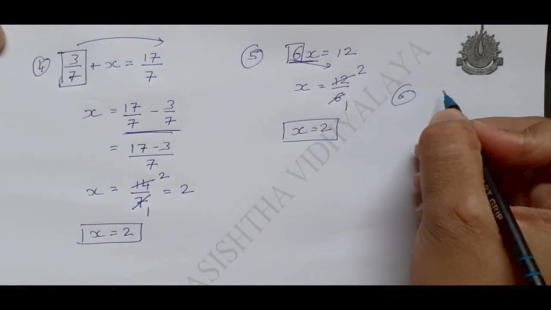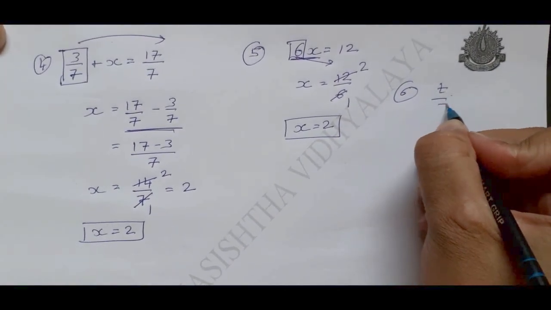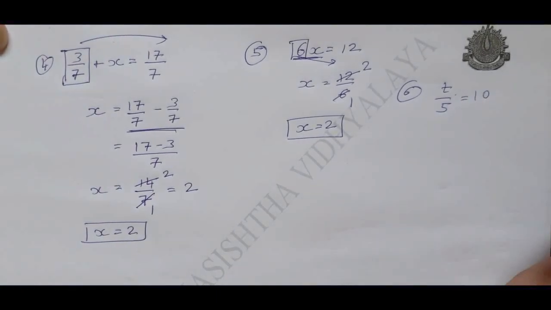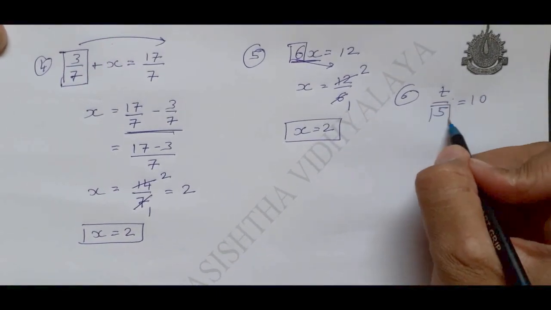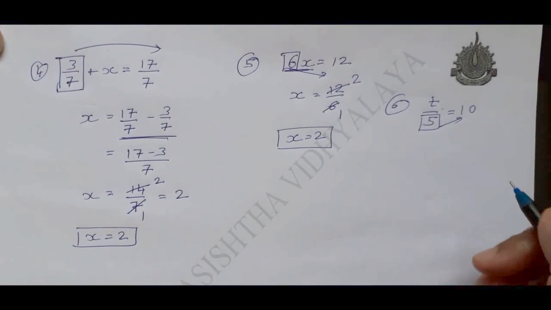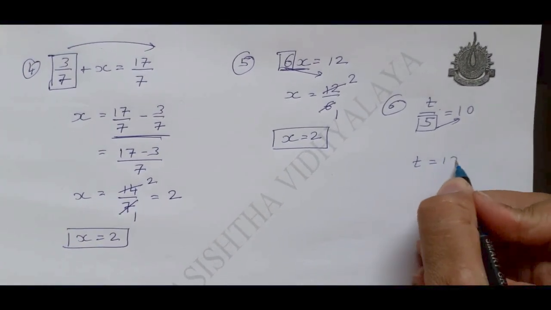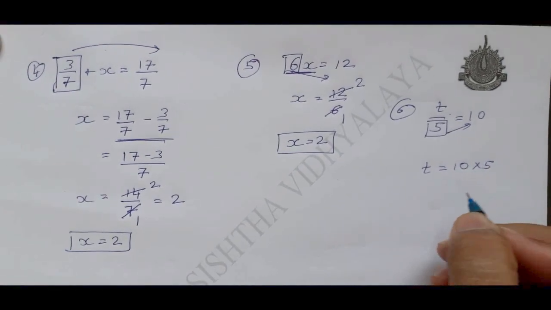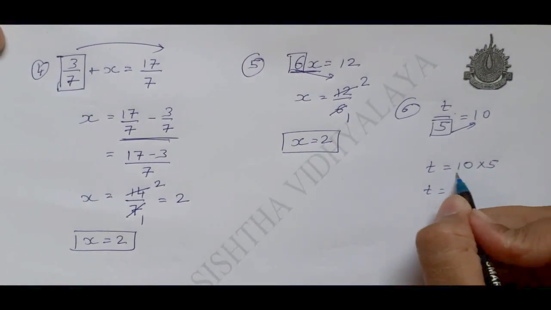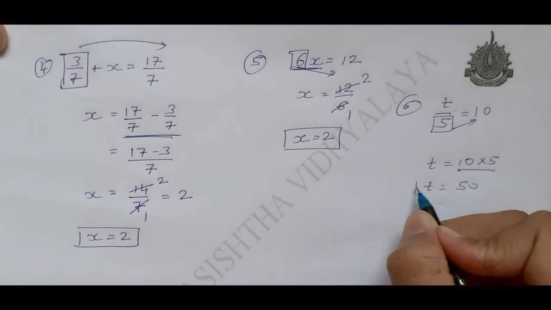Then the sixth one, t by 5 is equal to 10. Here this 5 is in the denominator, so it will be transposed to the numerator. So t is equal to 10 multiply 5. So t is equal to 10 fives are 50.